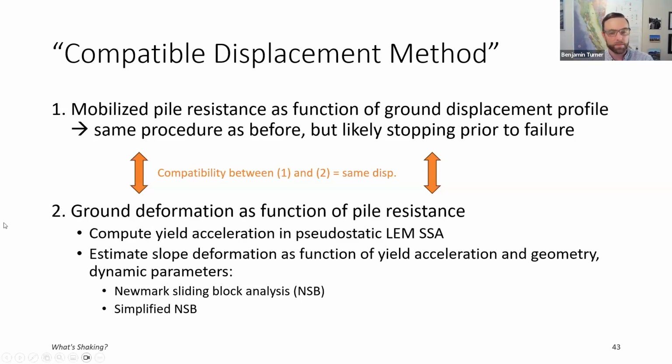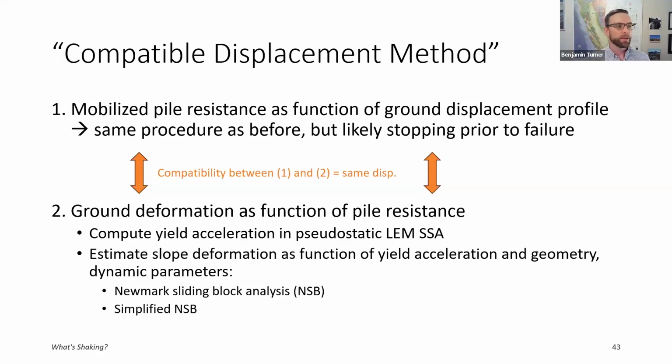The second mechanism is ground deformation as a function of pile resistance. So this is within the context of our slope stability analysis. With a given level of pile resistance, how much do we predict the slide will move? And to get that movement, we need to do something that goes beyond just the basic limit equilibrium slope stability analysis factor of safety. We're going to do a pseudostatic analysis to compute a yield acceleration, which is by definition the horizontal seismic coefficient that corresponds to a factor of safety of 1.0, so at the point of equilibrium.